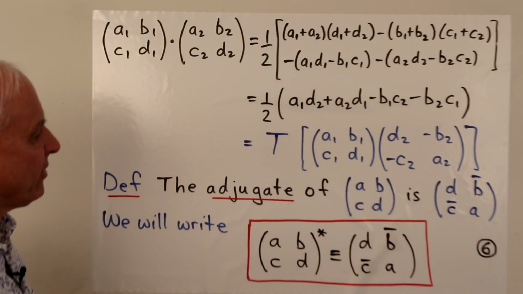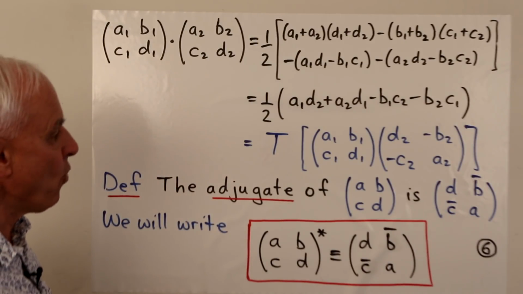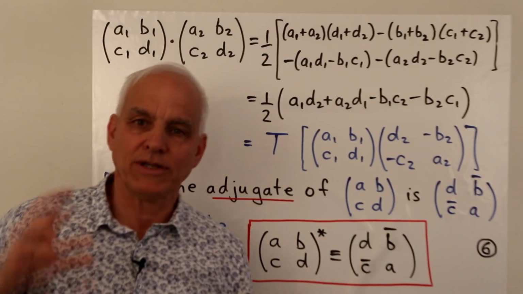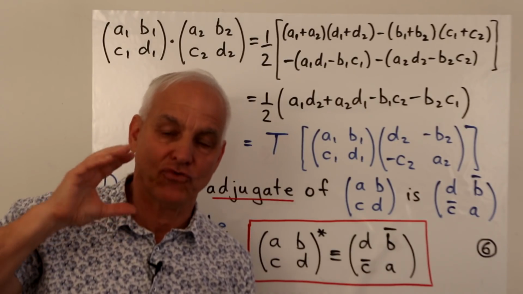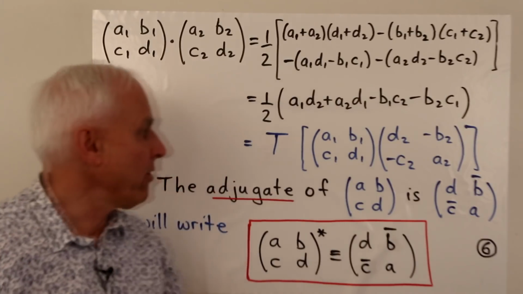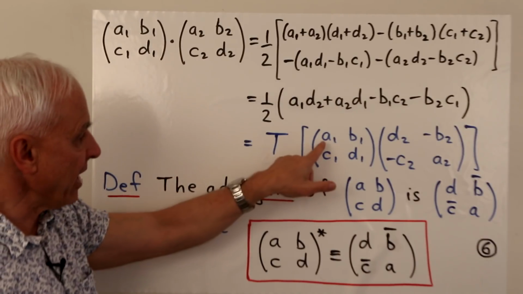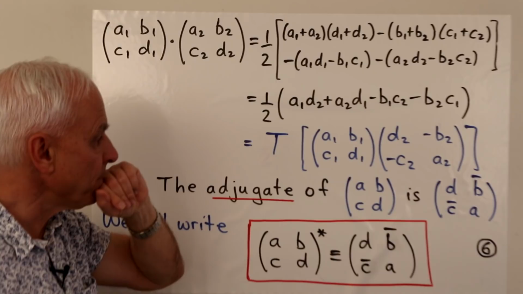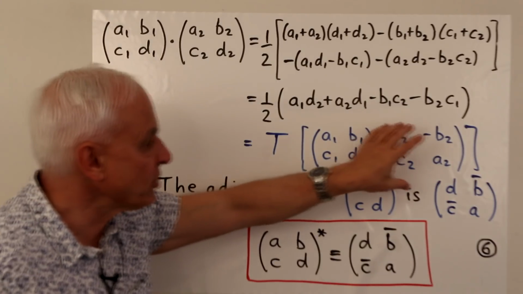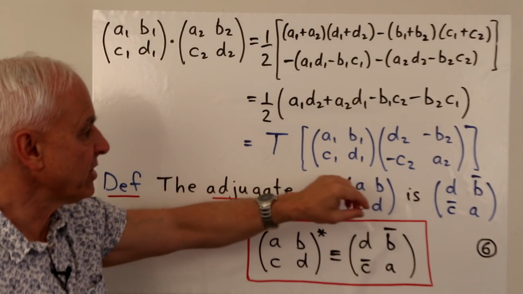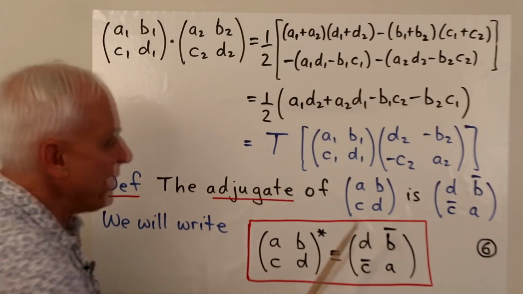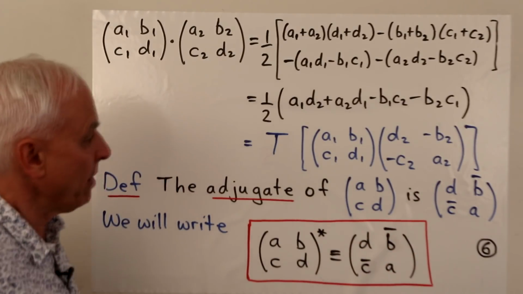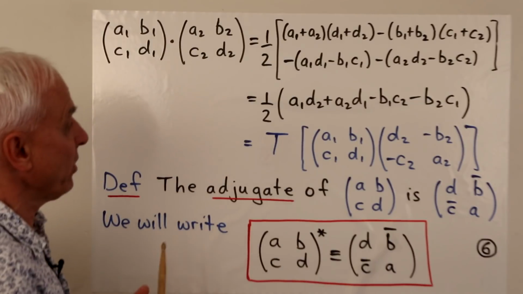How can we write this nicely? Well, one way is to use our T, our half-trace function. And we write it as the first matrix, A1, B1, C1, D1, times a certain other matrix, and we take the half-trace. And the certain other matrix that you have to cook up has to be this one in order for it to work out.